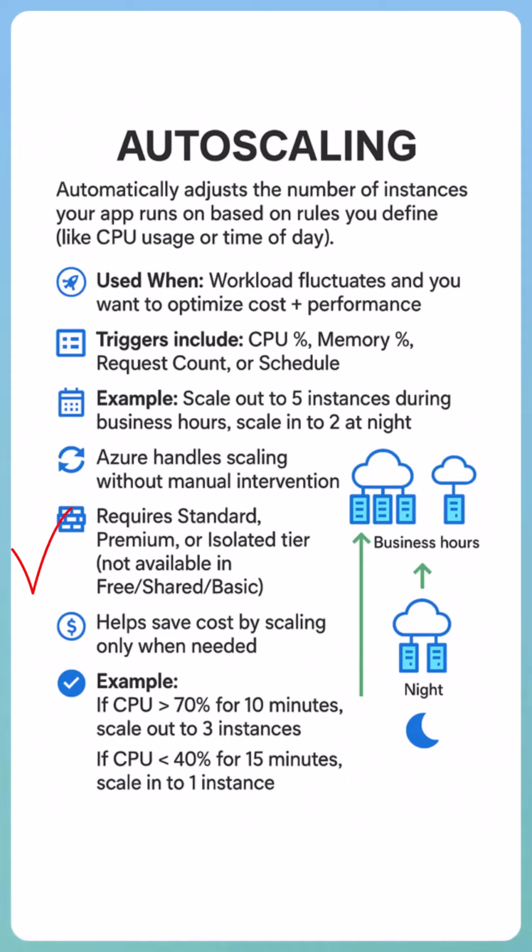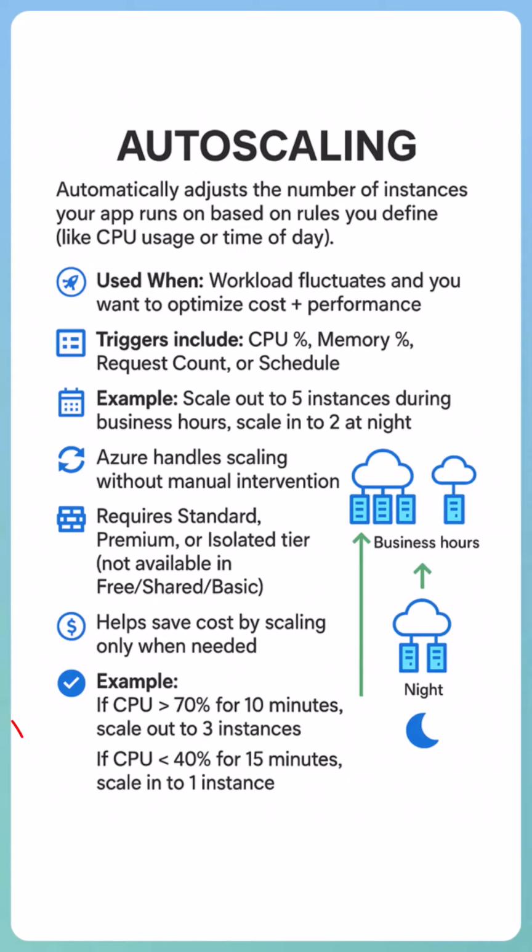Autoscaling requires the pricing tier to be Standard or above, which means autoscaling can be configured in Standard and Premium, and of course the Isolated tier as well. But it's not available in Free, Shared, and Basic. And autoscaling helps us in saving cost because we can scale out and increase the number of instances only when it is needed.